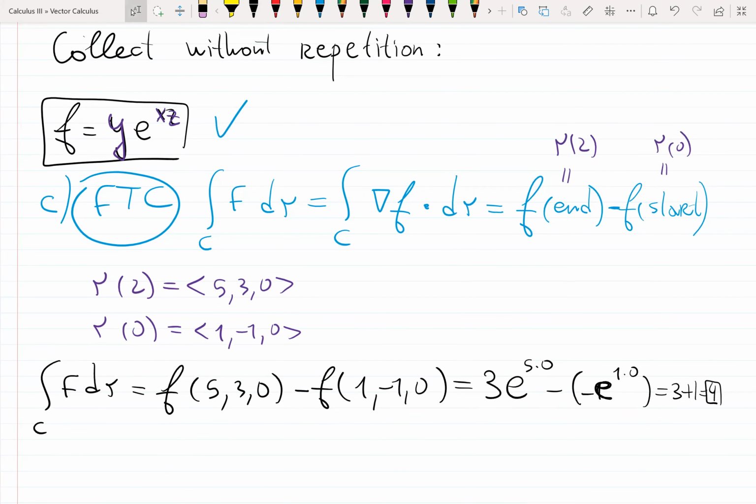So let me ask you this question. Where was it? So how could we solve it directly? Does anyone remember that? What does it mean to solve this line integral directly? What was the formula there?